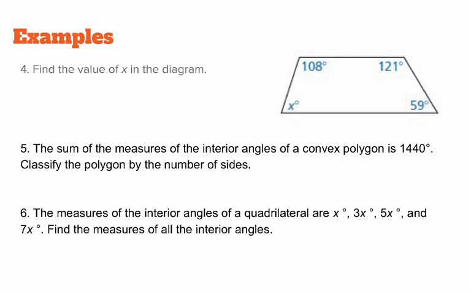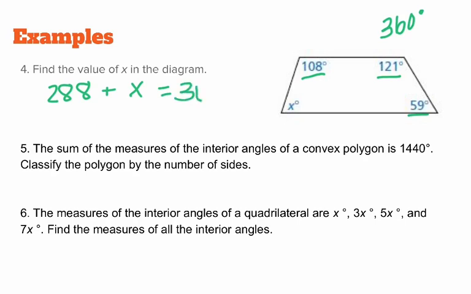Now, instead of asking for the whole sum or how many sides, you got to figure out the sum and then solve for the value of x. So I'm going to go ahead and walk through this first one. It is a quadrilateral, so 4 minus 2 is 2 times 180 would be 360. And maybe you have that memorized, that's fine. We can set up an equation. So I'm going to add 108 plus 121 plus 59. That's 288 plus that fourth angle x has to be 360 degrees.